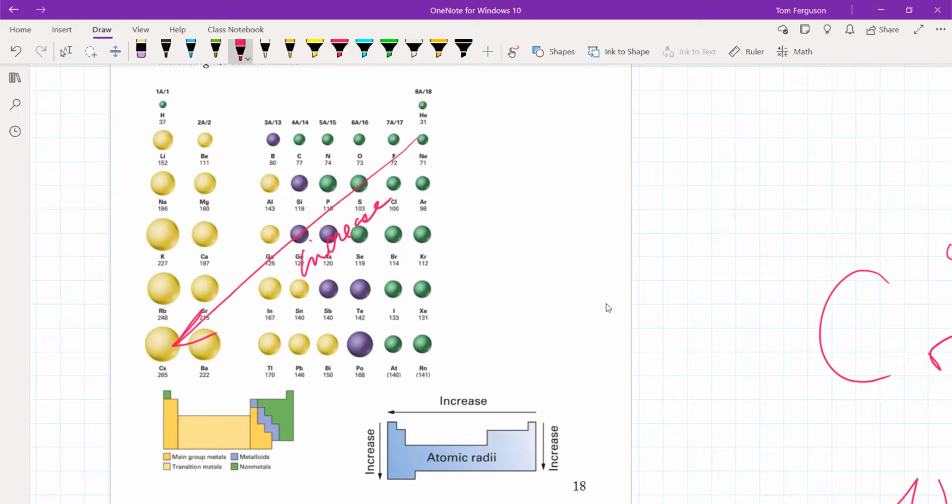Cesium has 265 protons and neutrons and a whole bunch of electrons. So it's just got more stuff in it.